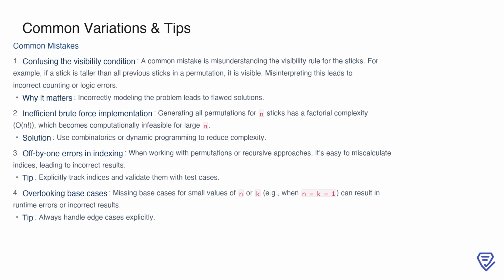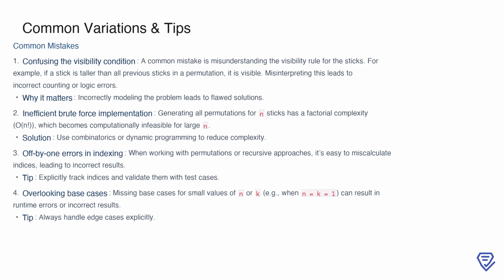One of the most common mistakes in this problem is misunderstanding the visibility condition. Remember, a stick is visible if and only if it is taller than all the sticks before it in a given permutation. Misinterpreting this rule can lead to logical errors and incorrect results. For instance, assuming visibility depends on a stick's position rather than its height relative to preceding sticks would fundamentally break the solution. Additionally, attempting to solve this problem with a brute force approach by generating all permutations of n sticks quickly becomes computationally infeasible due to the factorial growth of permutations. Instead, leveraging combinatorics or dynamic programming can significantly optimize the solution.